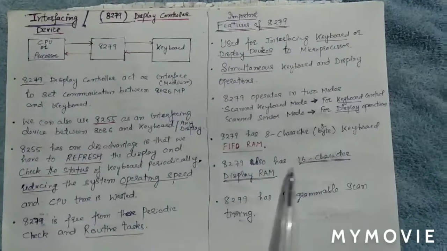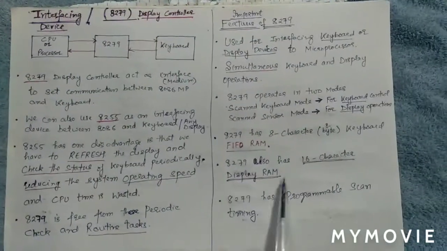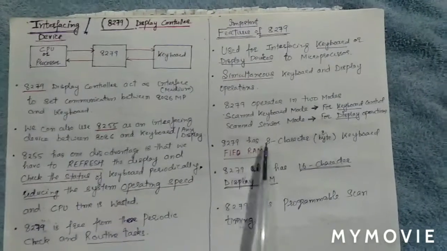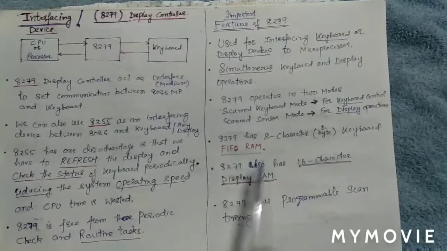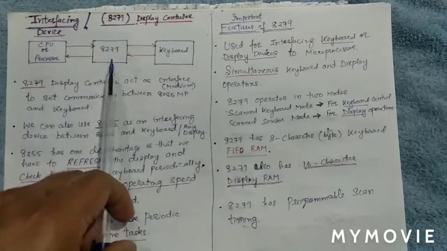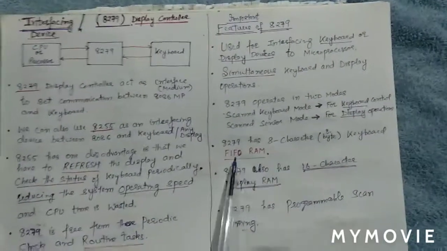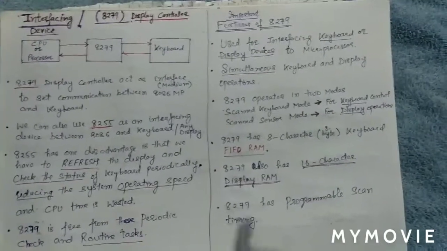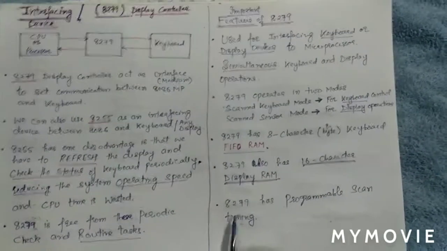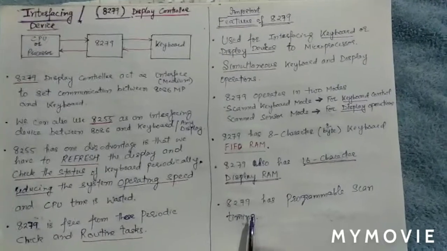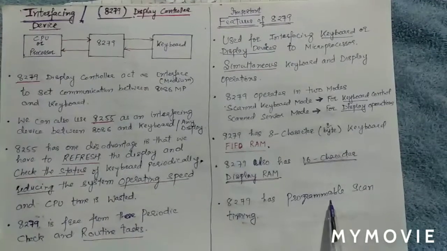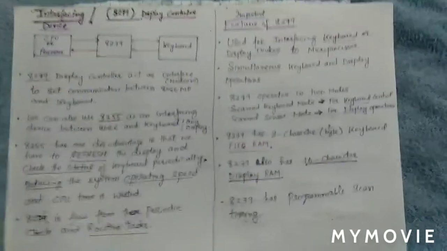8279 also has a 16 character display RAM. So it has two RAMs: an 8 character keyboard FIFO RAM and a 16 character display RAM. 8279 has programmable scan timing. That is, it can control the scan timing; the timing for scan is programmable, and it can be increased or decreased.